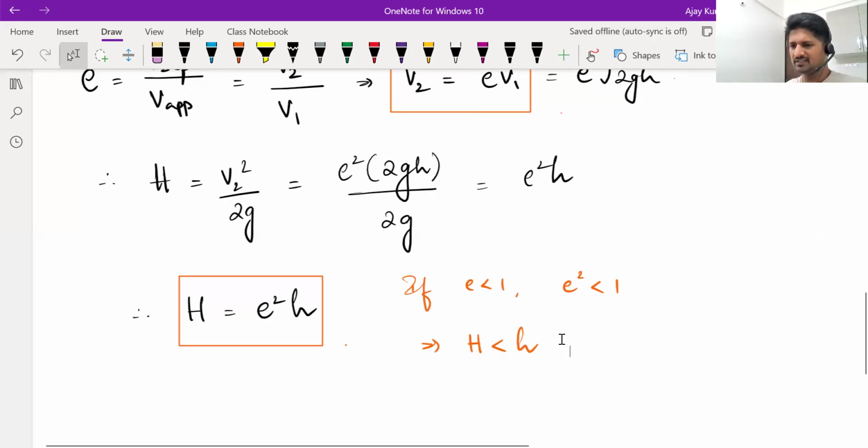And if E is 0, it won't bounce at all. It will hit the ground and stay there. That is what happens if you drop a lump of wet clay or dough onto the ground. It just sticks to the ground without bouncing back. So there, it's a perfectly inelastic collision. E becomes 0.